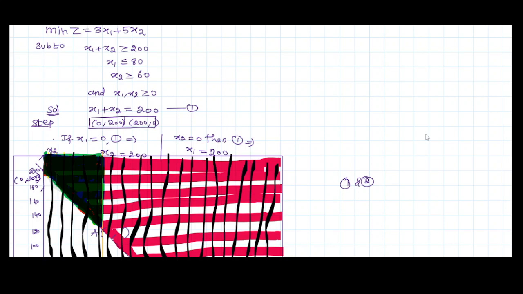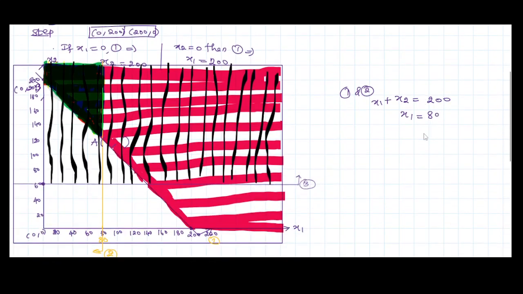Since x1 plus x2 equals 200 and x1 equals 80, solving this, we get x2 equal to 200 minus 80, which is 120. So the point A becomes 80, 120.